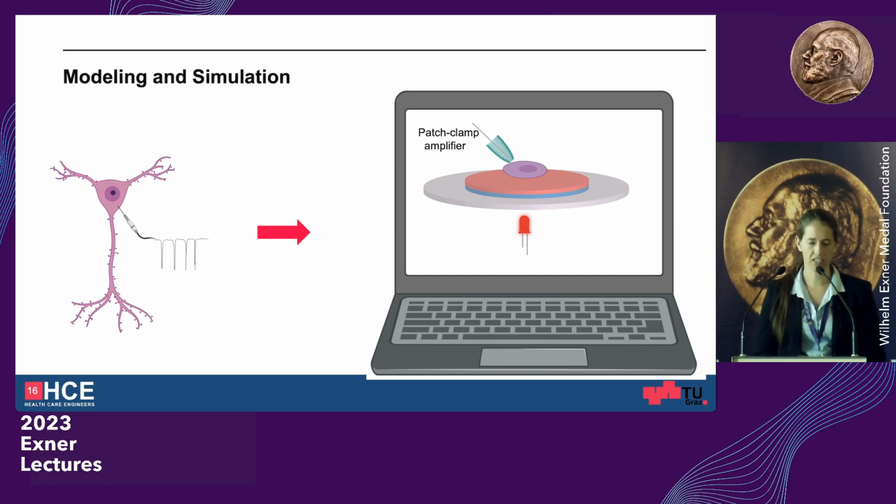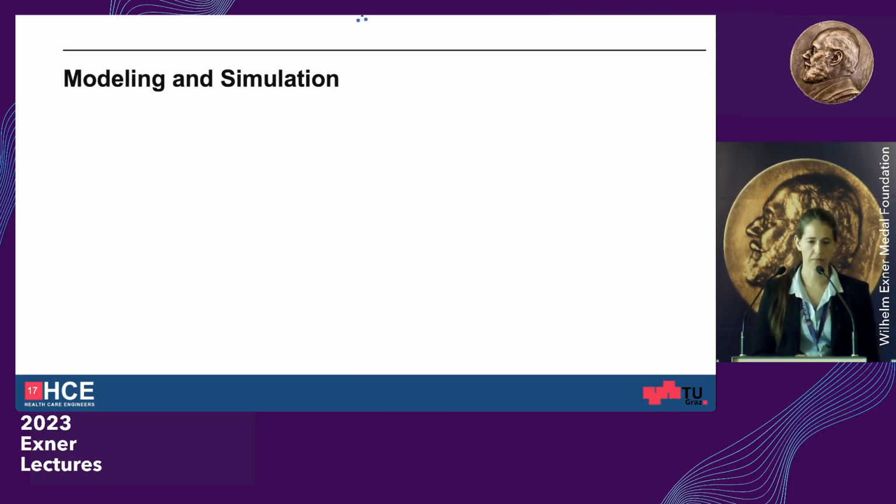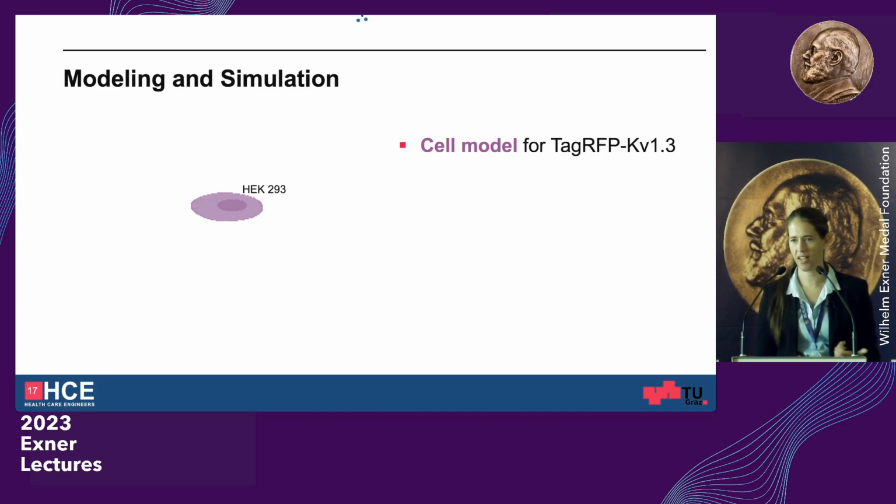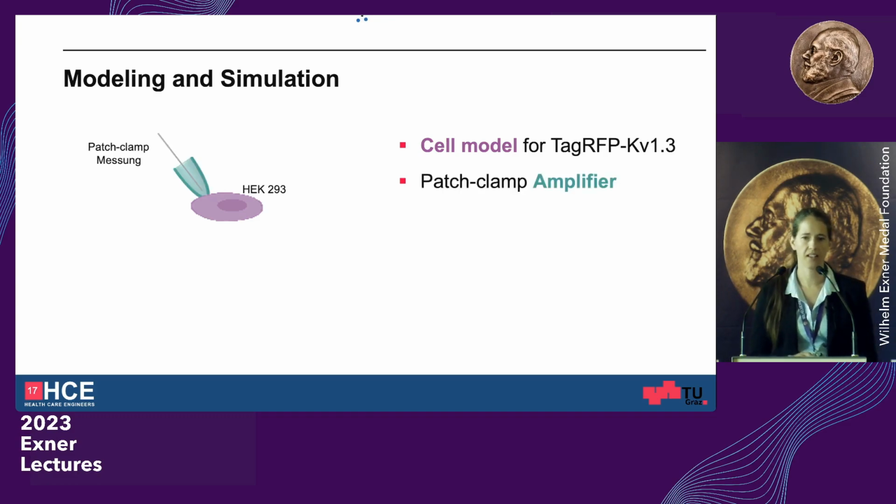This seems easy, but we need to consider quite a few things. We need a model for the cell, and the kinetics of the ion channel need to be considered. We also need to model the patch clamp amplifier, which is very often left out, but you need to keep in mind that the amplifier is trying to keep the voltage at a specific level, and you perform external stimulation. This is a huge disturbance for the amplifier, and the amplifier will try to work against it. So we need to include that in the model.